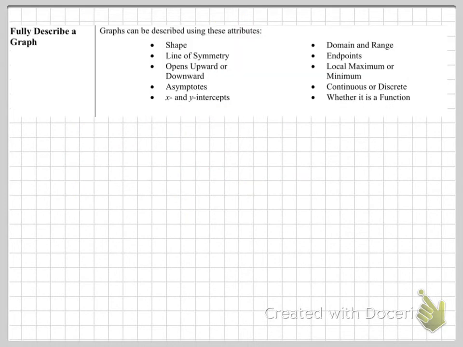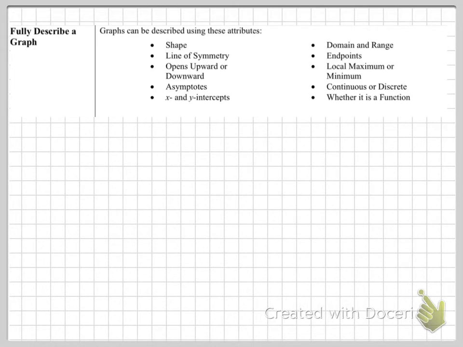Okay, finally, fully describing a graph. All of these attributes we could ask you for on test day. What's the shape? Is it a line? Is it a parabola? Where's the line of symmetry? Does it open up or down? Does it have any asymptotes? If you don't know what an asymptote is yet, don't panic. We will talk about it later.